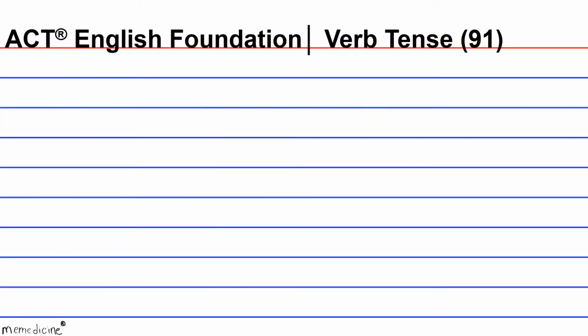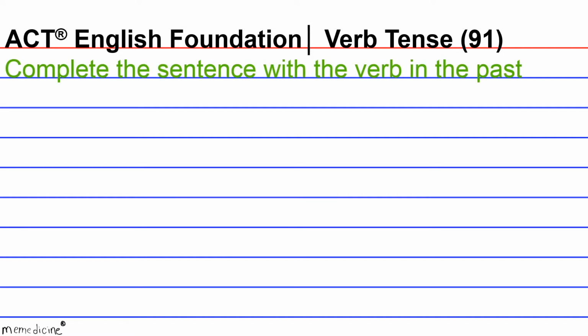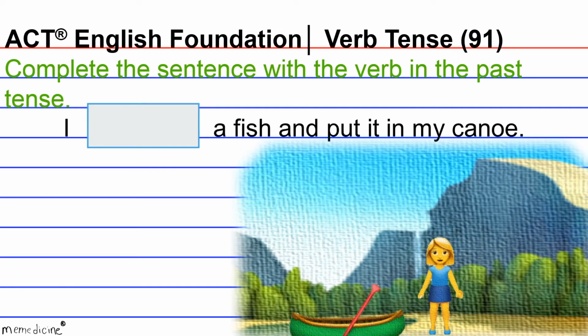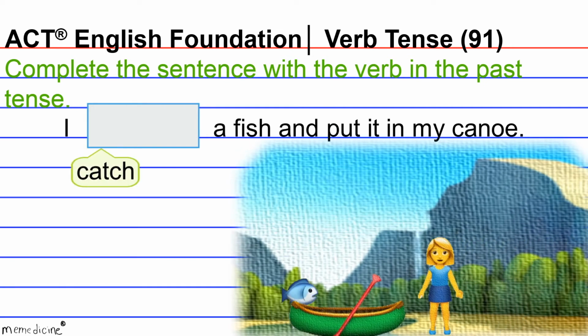ACT English Foundation, verb tense, question 91. Complete the sentence with the verb in the past tense. I blank a fish and put it in my canoe. The task here is to shift the tense of catch to its simple past tense verb form.